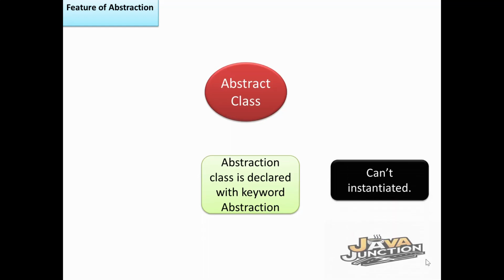The second point is that you can't create an object of the abstract class. That is the main thing you need to understand. If you keep a normal class and an abstract class side by side, you can create an object for the normal class, but you can't create an object of the abstract class.